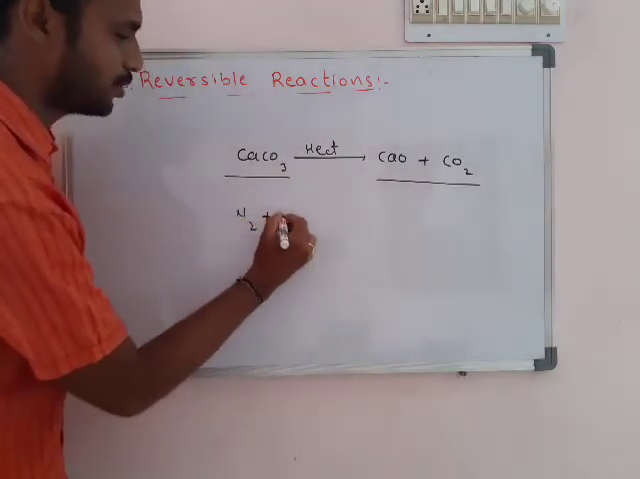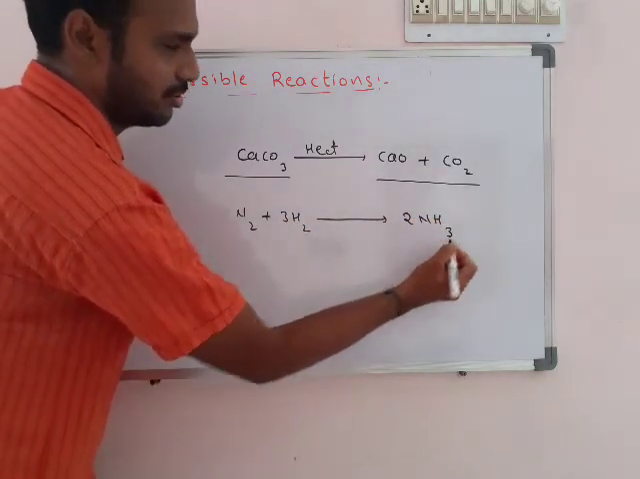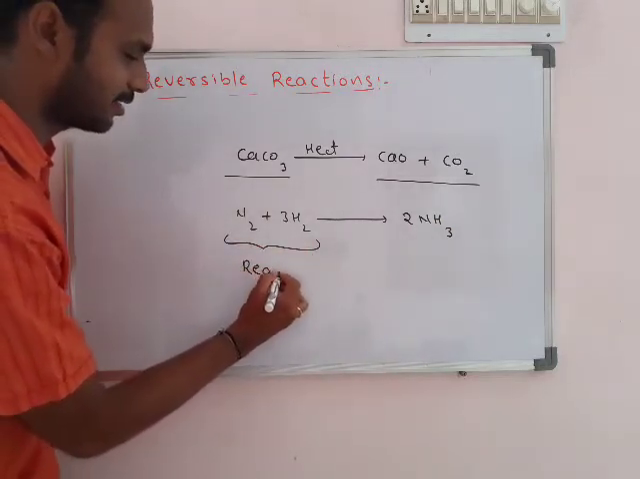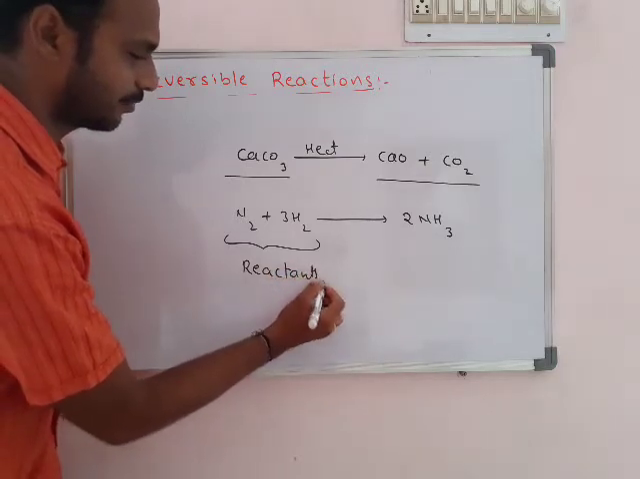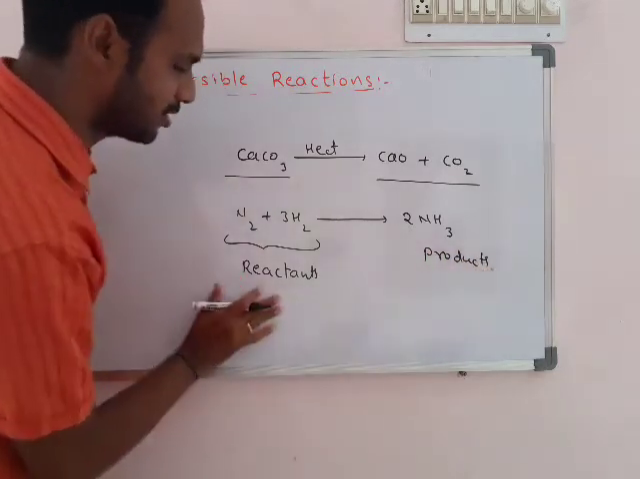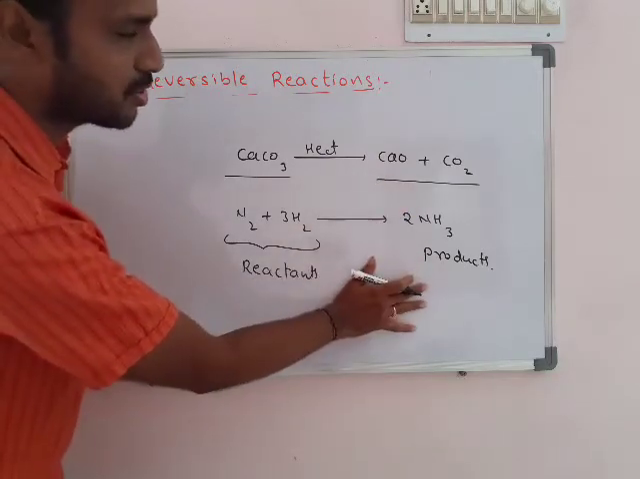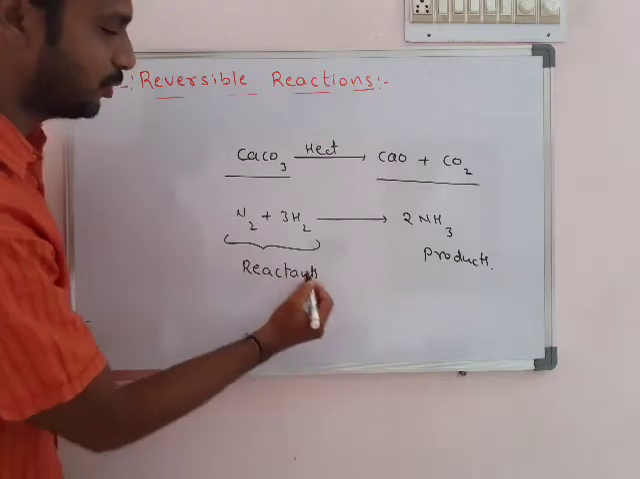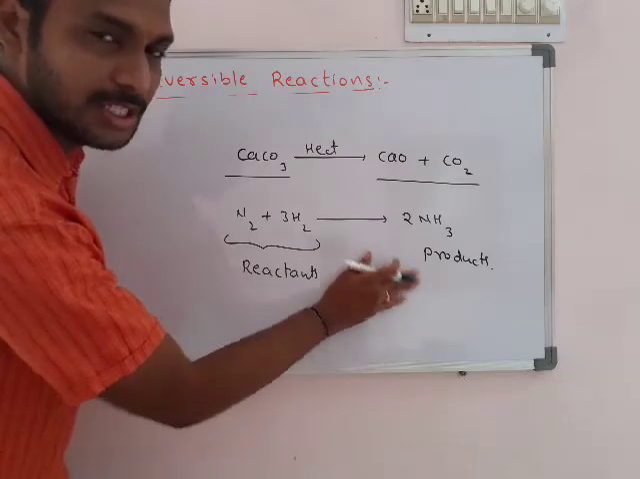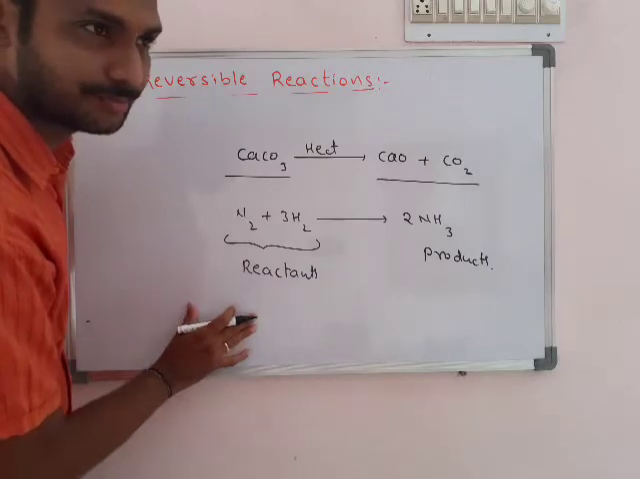For example, N2 plus 3H2 gives 2NH3. Here, these are treated as reactants, and these are treated as products. The starting materials taken for the reaction are called reactants. The newly formed compounds are called products. So reactants forming products is treated as the forward reaction.